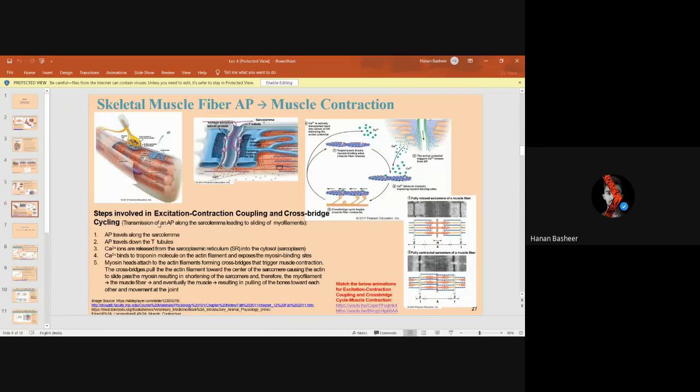Steps involved in excitation-contraction coupling and cross-bridge cycling. The action potential travels across the sarcolemma. The AP travels down the T tubules. Ca2+ ions are released from the sarcoplasmic reticulum into the cytosol. Afterwards, the myosin heads attach to the actin filaments, forming the cross bridge that triggers the muscle contraction. Here the muscle contracts and the cross bridge pulls the actin filament towards the sarcomere center, causing the actin to slip past the myosin, resulting in the shortening of the sarcomere.